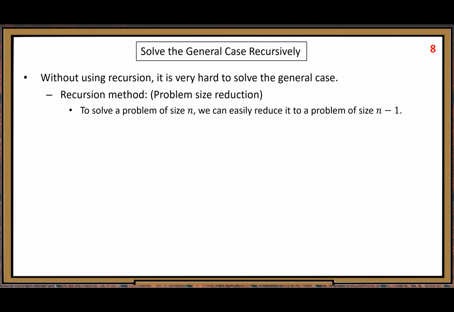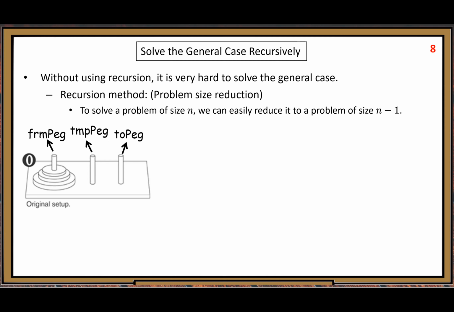To solve a problem of size n, this time we make our assumption that we can easily reduce it to a problem of size n minus 1, a smaller size, for which we can assume we have the solution. Let me just use the diagrams, part of it. This time, I want to show you how to modify it to make it work for the size n problem.